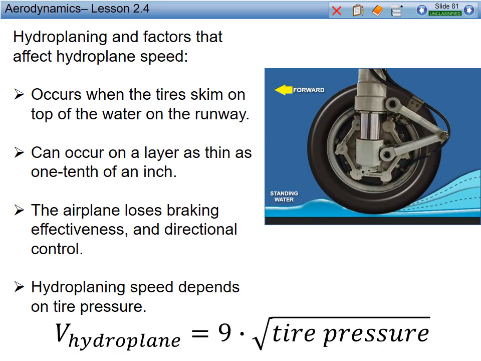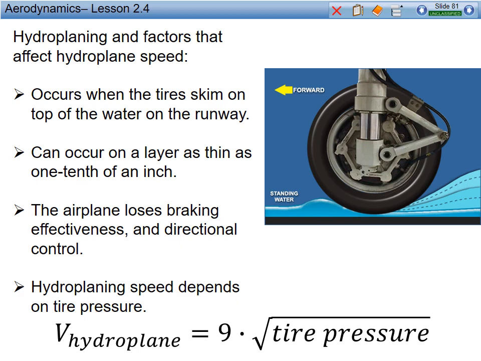Hydroplaning and factors that affect hydroplane speed. Hydroplaning occurs when the tires skim on top of the water on the runway. This can occur on a layer as thin as 1/10 of an inch. As the plane loses contact with the runway surface and skims across the water, it loses braking effectiveness and directional control.